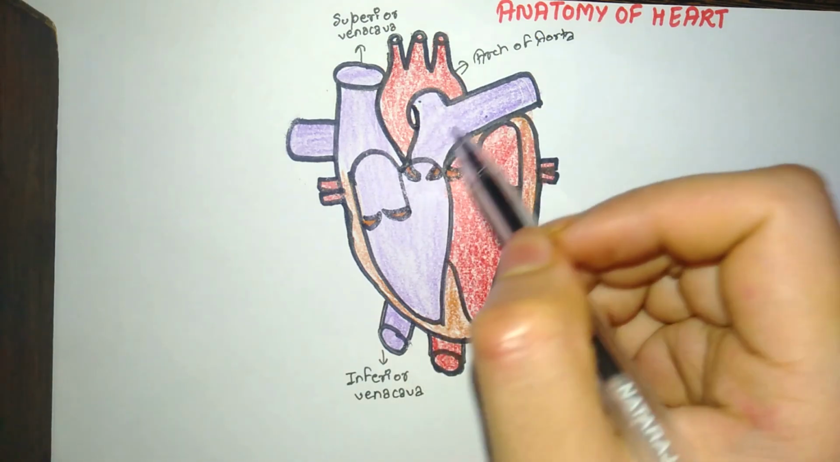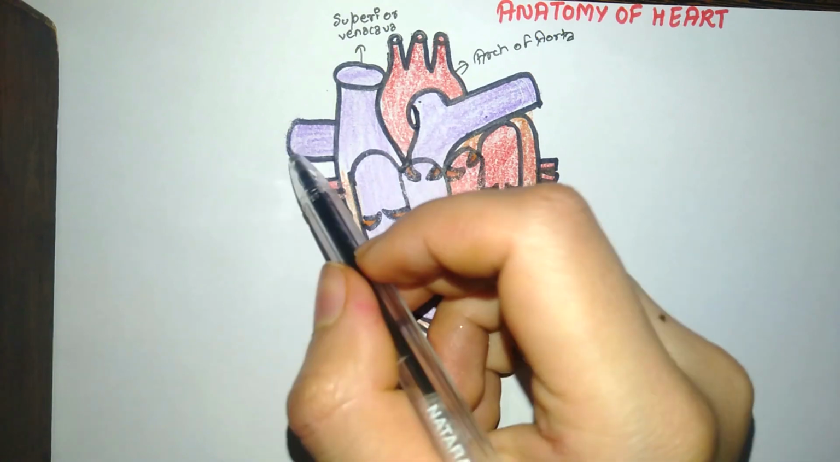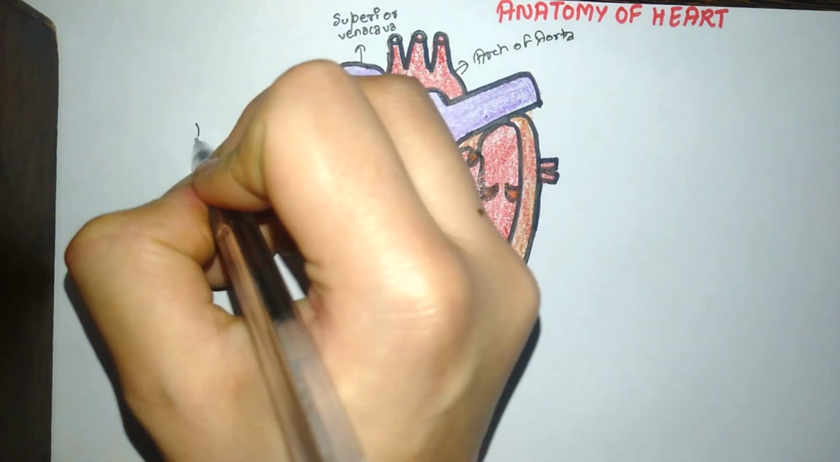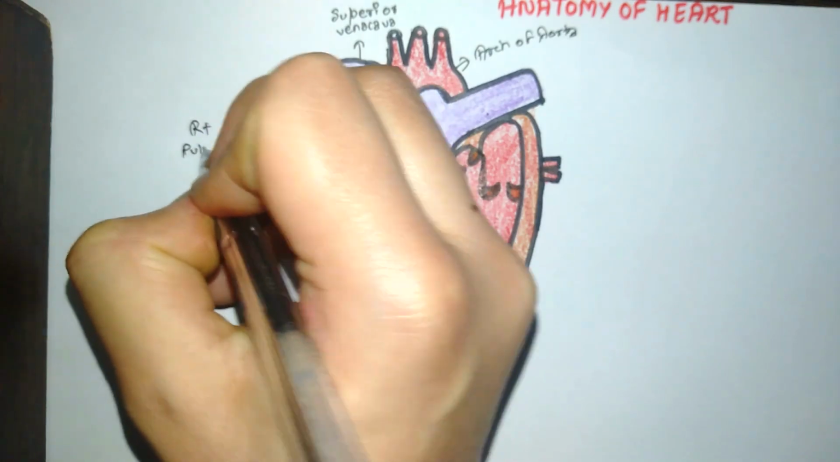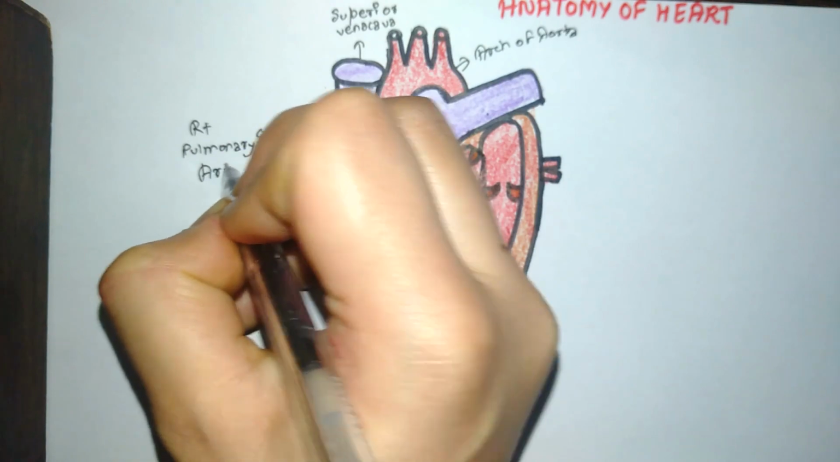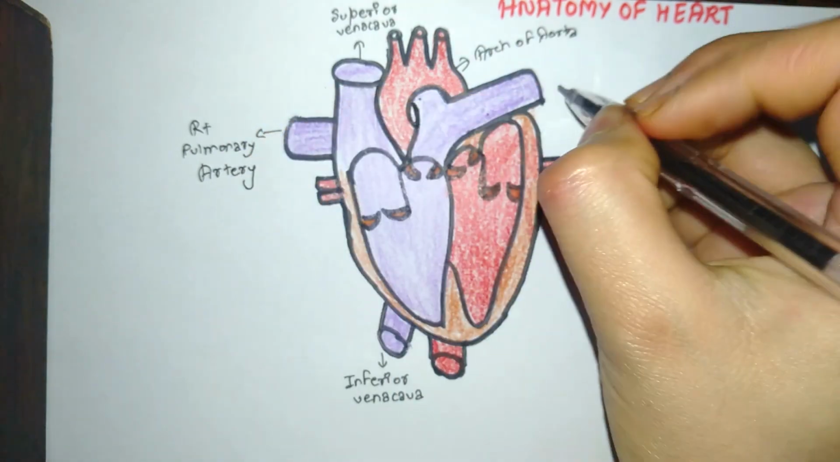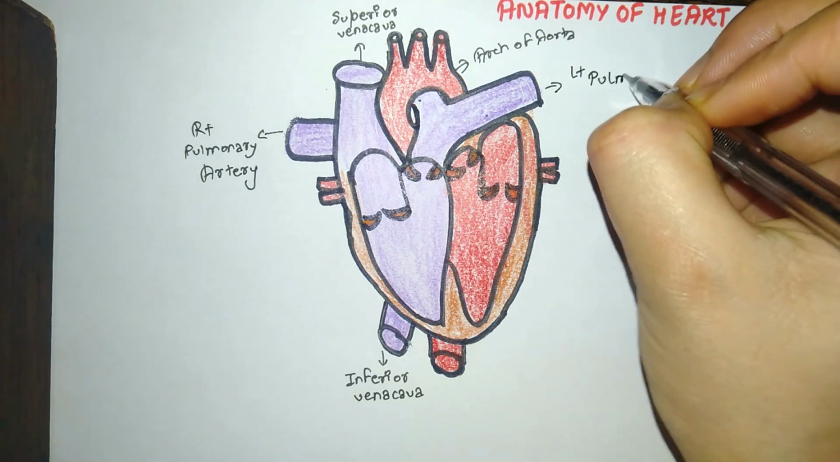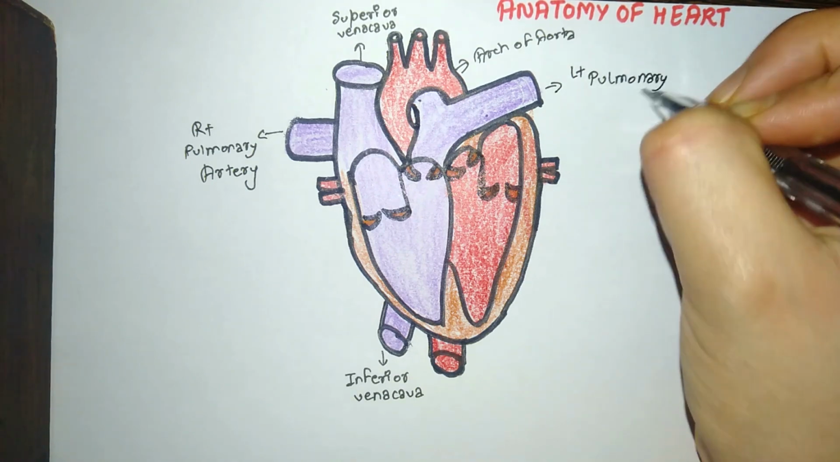And this part here, this is the pulmonary artery which is going to the right and the left. As it is on the right, it is the right pulmonary artery. And pulmonary arteries are the only arteries in our body which carry the deoxygenated blood, as we are not talking about the fetal circulation. And this is the left pulmonary artery.